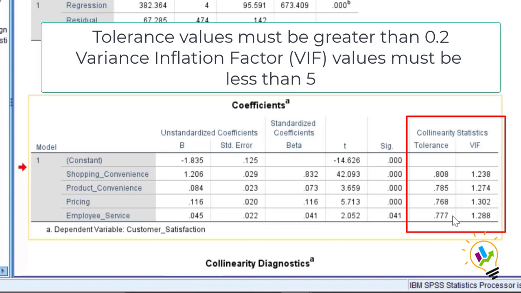Multi-collinearity must not be there. That assumption needs to be satisfied. So we are now satisfying that assumption that multi-collinearity is not there between the independent variables.